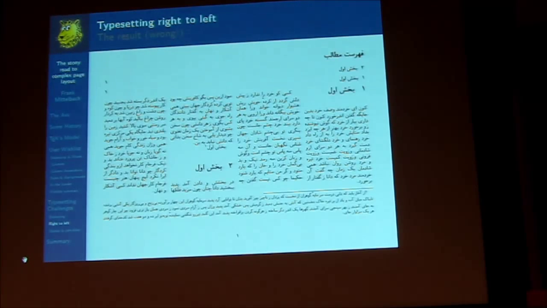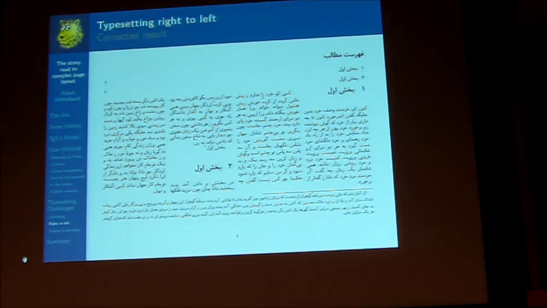Should be easy. That's the output, and it's wrong. Anybody see it? What is wrong? That's the right one.